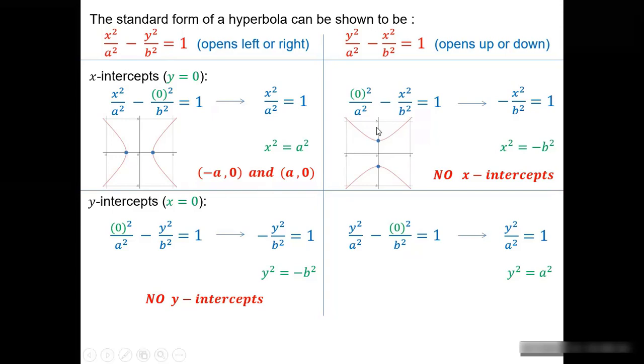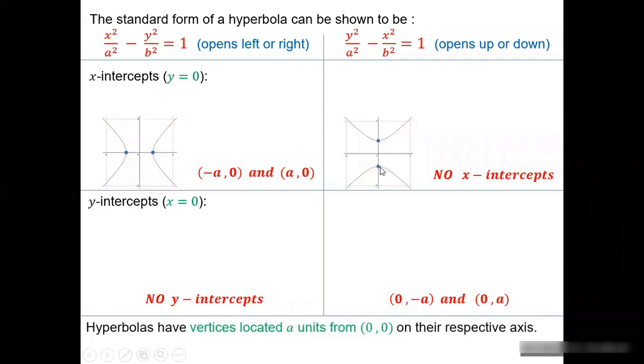As opposed to this graph over here, we already determined that there were no x-intercepts, but now we should see that the y-intercepts are at negative a and positive a, which is why we see y-intercepts here. So if we now just look at the results of what we found, notice that the x-intercepts are at a, while for this equation, the y-intercepts are at a and negative a, or rather a units away from the center.